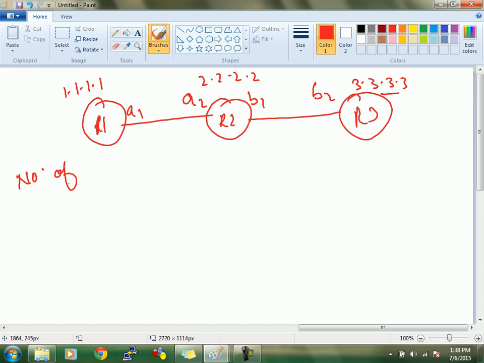Fine. Number of links: 1. Networks. Neighbor reachable. Any issue? No. After that, cost 10.